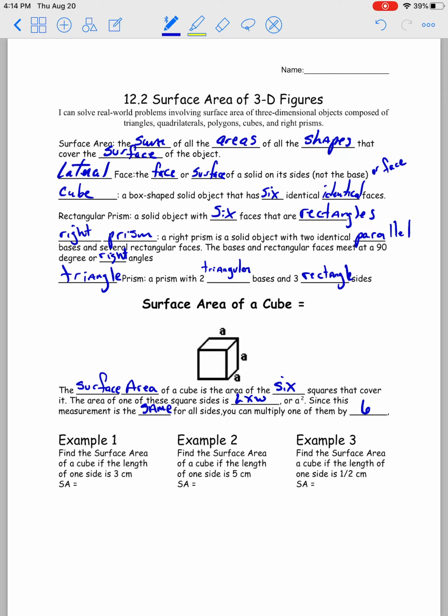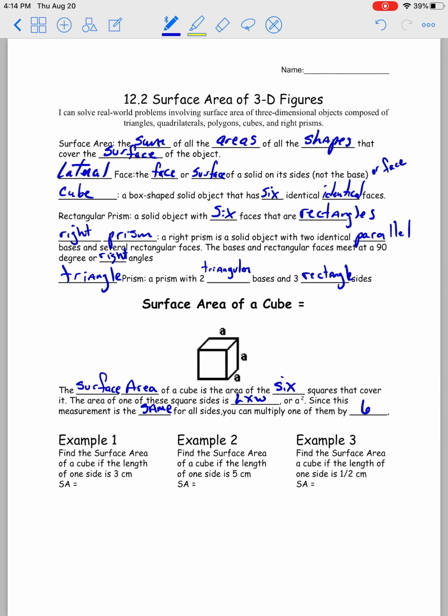Regular prisms are a solid object with 6 faces that are rectangles. A right prism is a solid object with 2 identical parallel bases and several rectangular faces. The bases and rectangles meet at 90-degree angles, or right angles. The difference between the right prism and the rectangular prism is that a rectangular prism could actually have a lean to it, and in doing that, not all the faces would meet at 90 degrees. So that's the difference between those two.